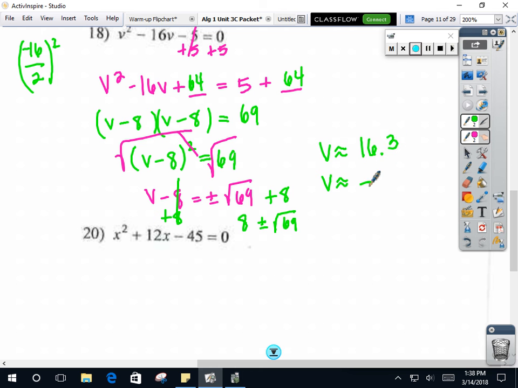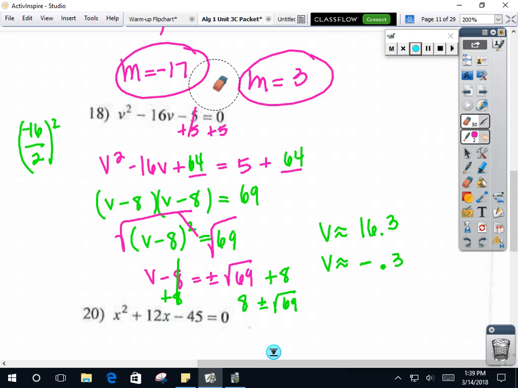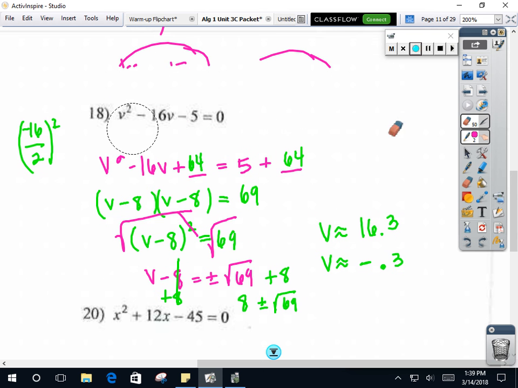16.3 and negative 0.3. You can just leave it. I just round them all to the tenth place. Negative square root of 69 plus 8. And remember, guys, you don't have to write this, but I want everybody to understand this.